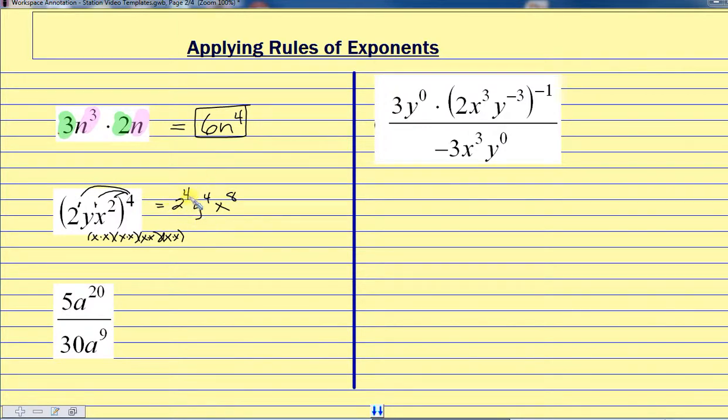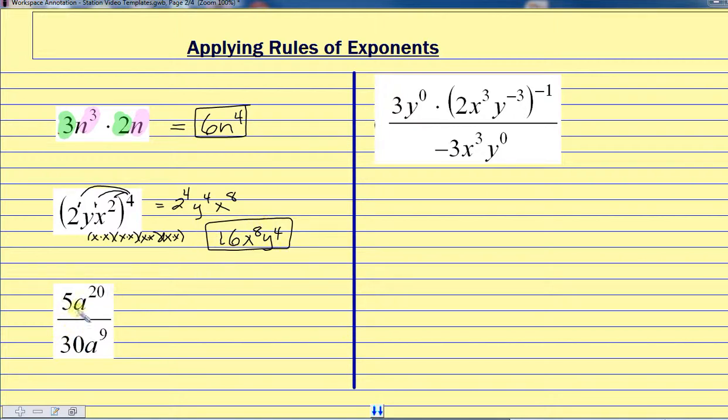Now, this will simplify because 2 to the 4th power, we can actually evaluate that. It doesn't mean 2 times 4. It means 2 times itself 4 times. 2 times 2 times 2 times 2. 2 times 2 is 4, times 2 is 8, times 2 is 16. So the final simplified version would be 16. We'll actually put them in alphabetical order, so we'll put the x first. So 16, x to the 8th, y to the 4th for our final simplified version.